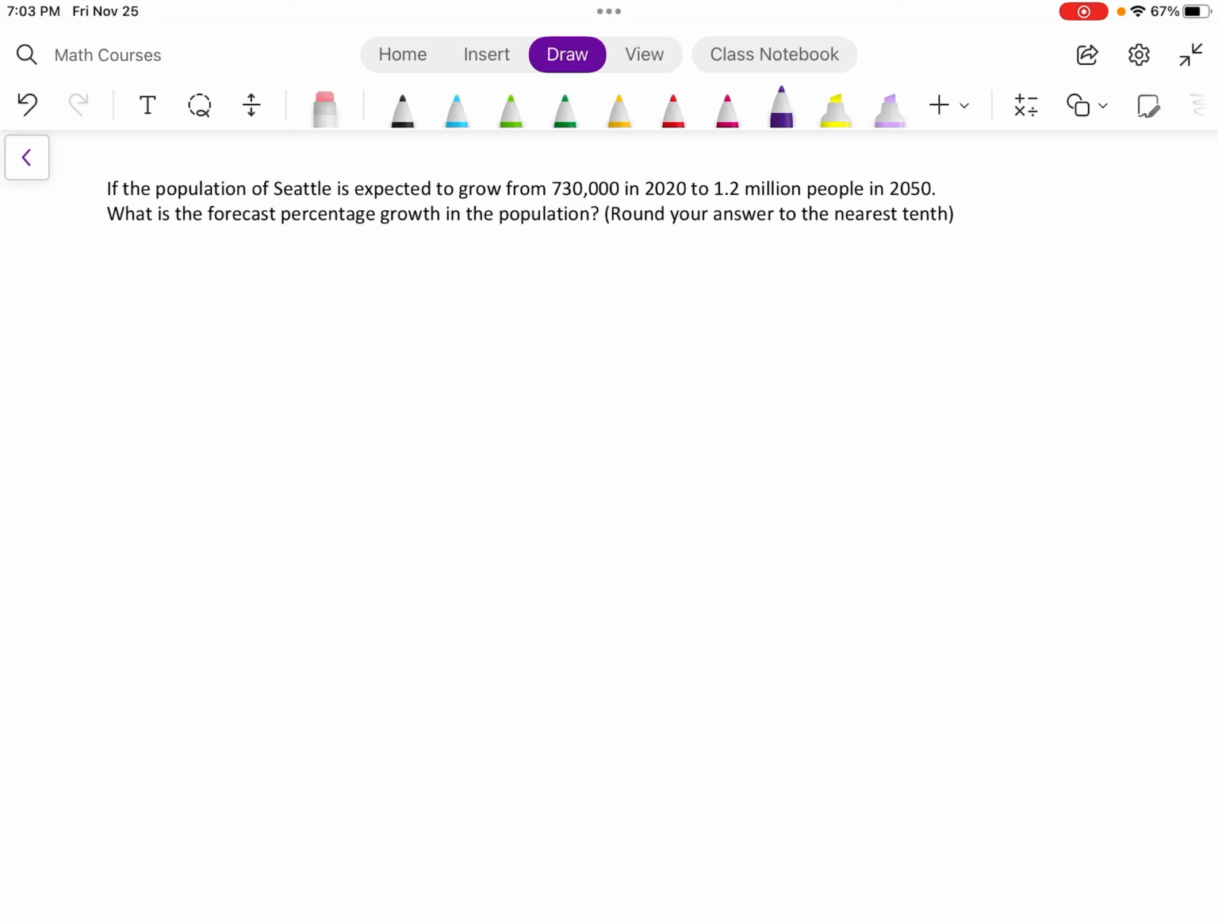The last problem, or sample of these types of problems: the population of Seattle is expected to grow from 730,000 people, so that's the beginning population, and it's going to grow in 2020 to 1.2 million people in 2050. What is the forecast percentage growth? So that's an increase in the population. Now this is going to be a little trickier. It says round your answer to the nearest tenth, and I'll show you how that goes. But let's follow the steps that we outlined before.